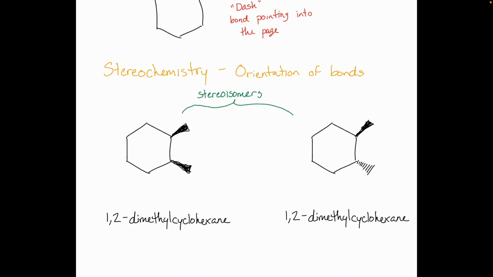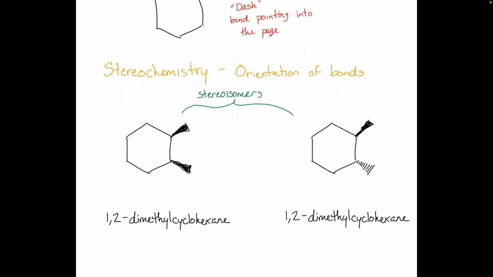Okay, so they would both be 1,2-dimethylcyclohexane. You've got 2 methyl groups, one on carbon 1 and one on carbon 2 of the cyclohexane ring. So if we use our nomenclature rules, we get the exact same name for both of these molecules. But again, they are distinct molecules, so we're going to build the stereochemistry into the name.